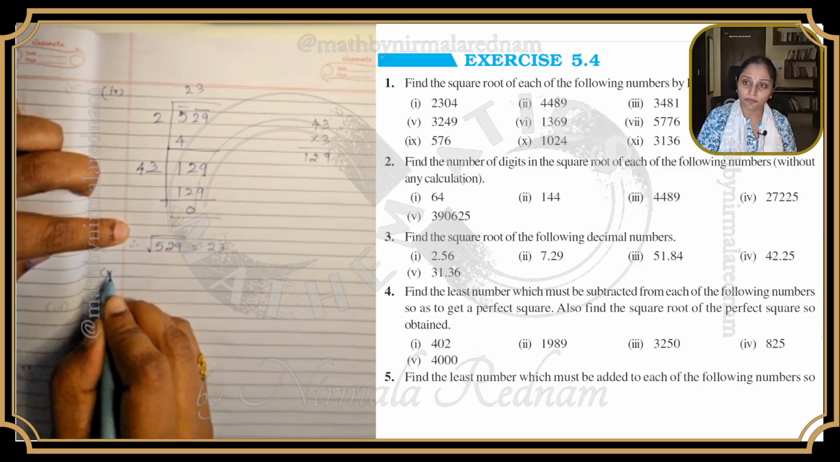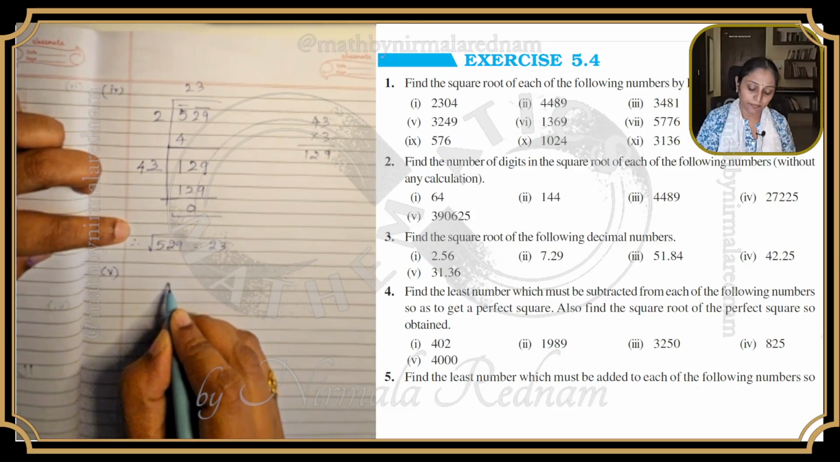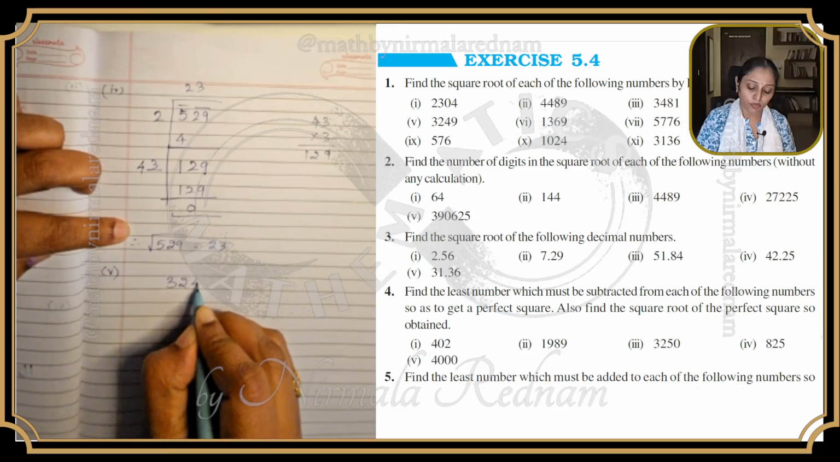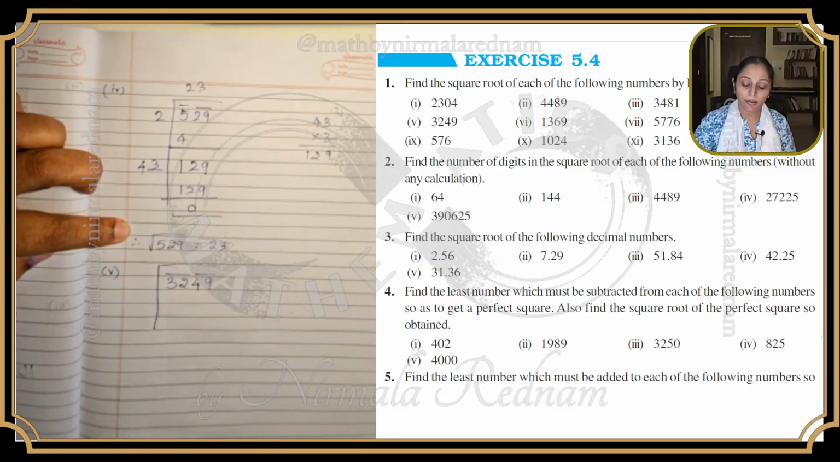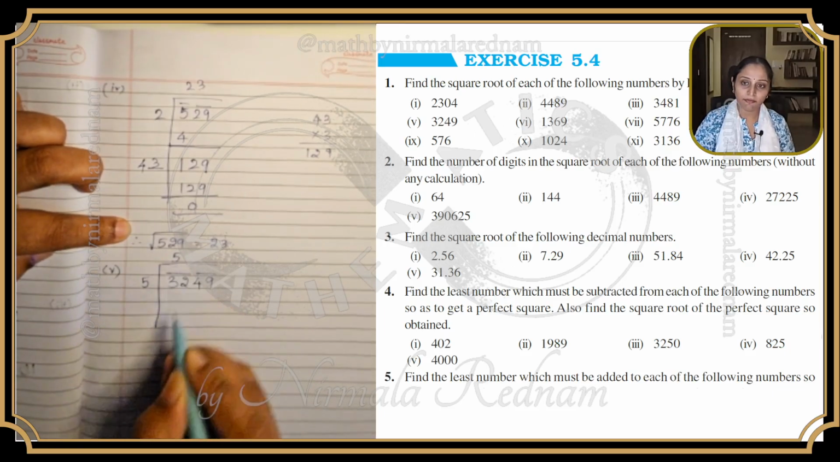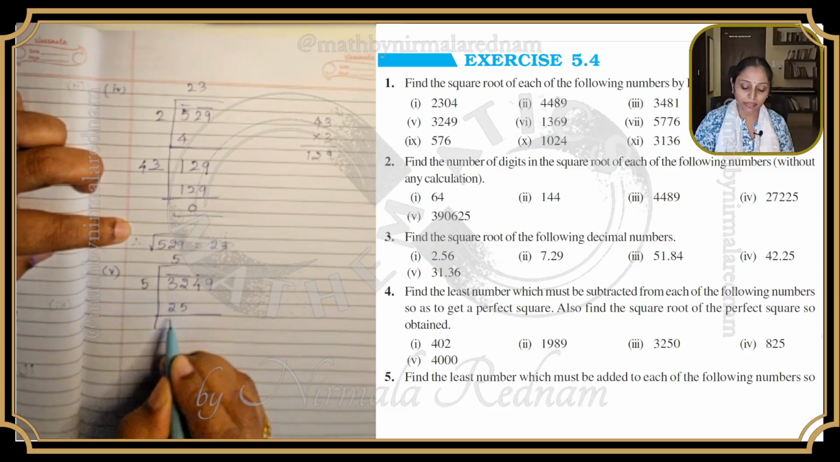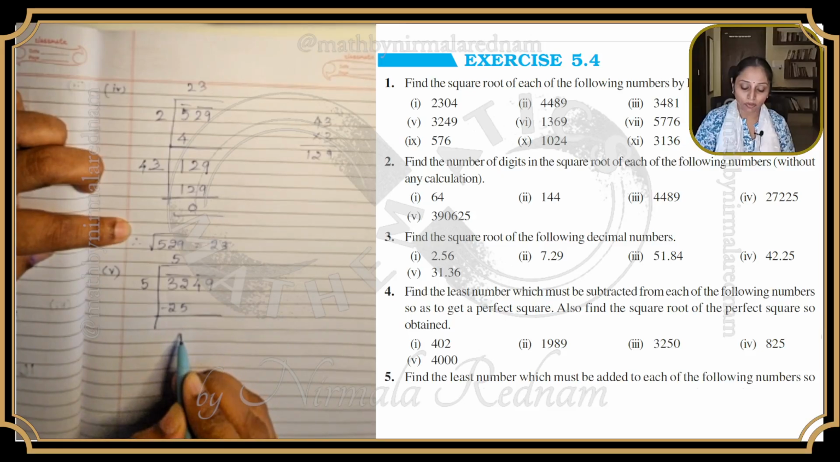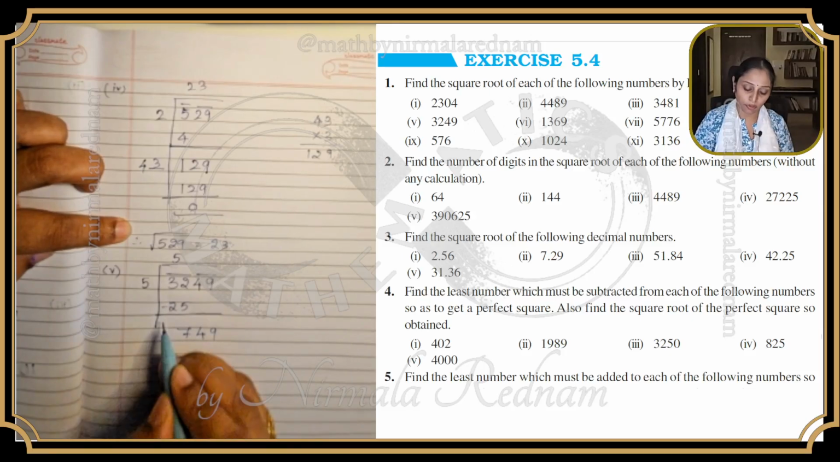Let's go to the fifth question. 3249. I'm going to first put the bars. 32, the closest perfect square is 25. 5 into 5 will give me 25. And when I subtract these two, I'm going to get 7 over here, correct? And then bring down the next bar, 749.